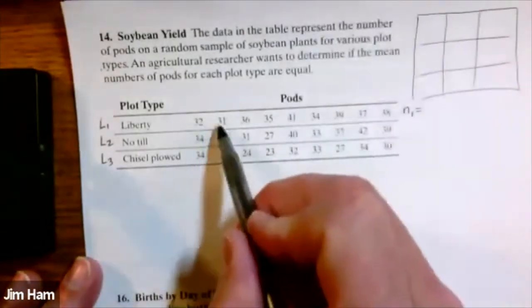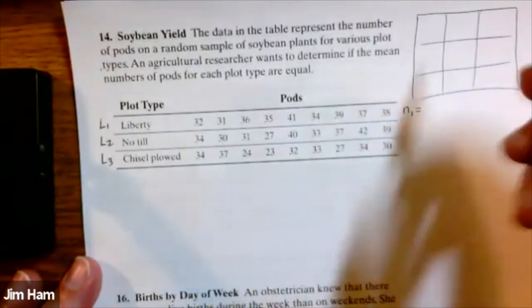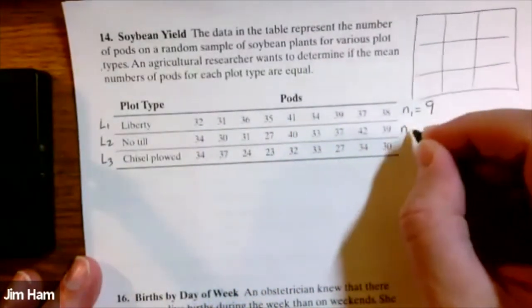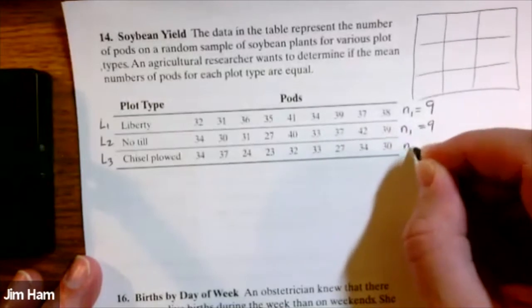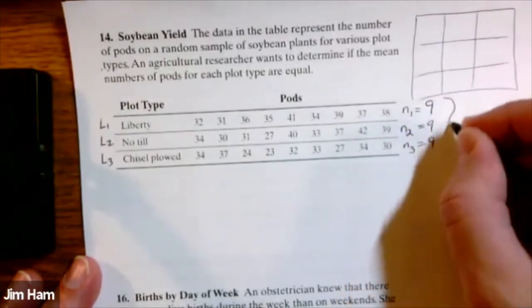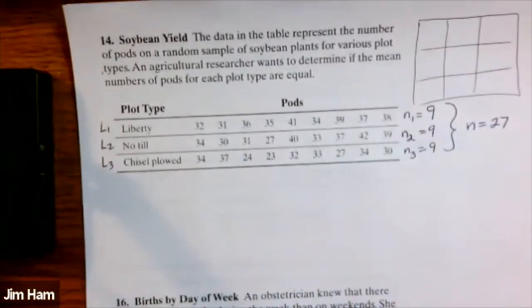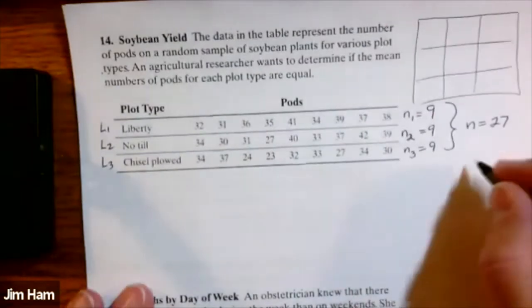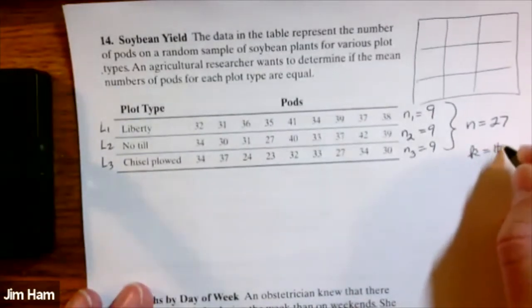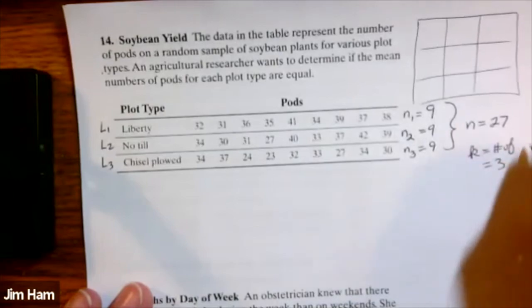So 1, 2, 3, 4, 5, 6, 7, 8, 9. Okay, so we have 9 of the first type, 9 of the second type, and 9 of the third type. And together, N equals 27. Just add up all those little n's. All right, and K would be the number of groups. And in this case, we have 3.